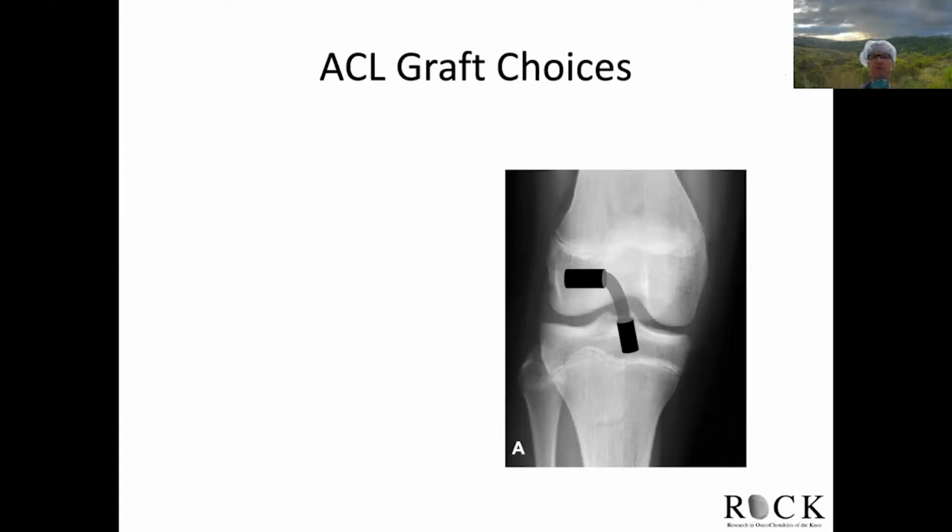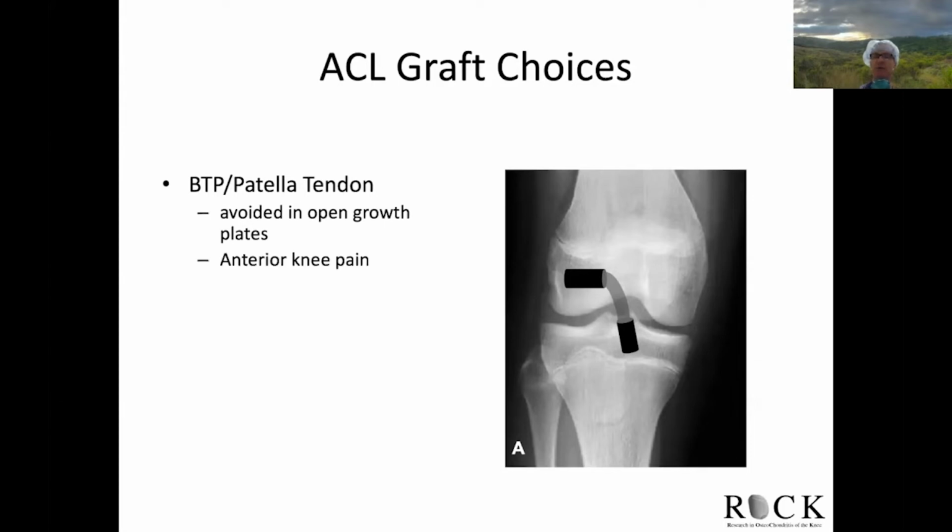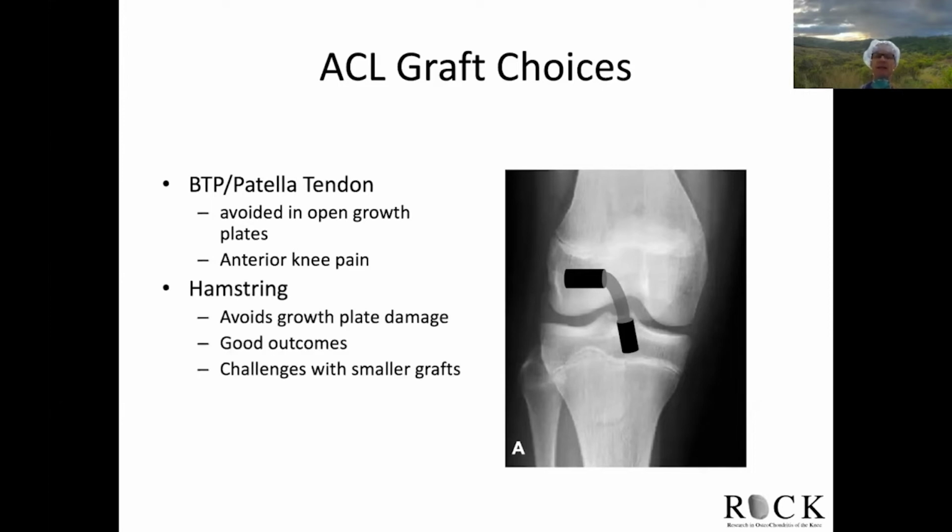Graft choices. I know there's been a lot of discussion, and it seems even in the general population, there's a lot of discussion about what's the right type of graft. Bone tendon bone, patella tendons have been around. We've got a 30+ year track record. It's been a good graft, but we don't use this in open growth plates because when you take this graft, you damage the tibial growth plate. The other downside of this graft is about 30 to 40% of patients have chronic but mild anterior knee pain, kneeling pain, and activity pain. So that is a downside.